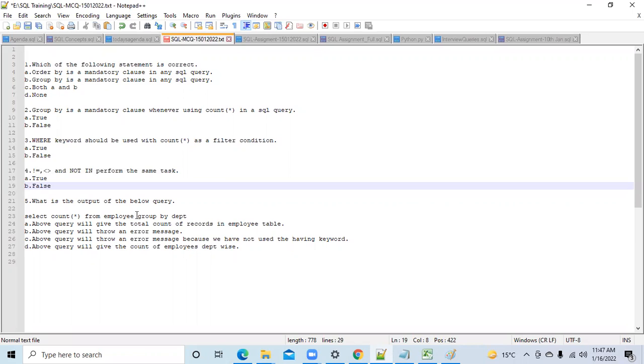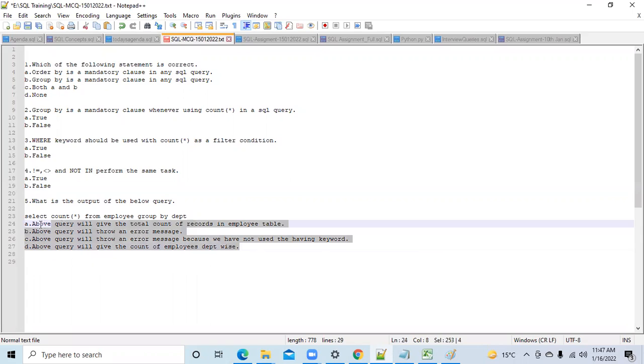The next one: what is the output of the below query? Select count of star from employee group by department. Above query will give the total count of records in the employee table. Above query will throw an error message because you have not used the having keyword. Above query will give the count of employees department wise. Which one is the correct option? D. Department wise.